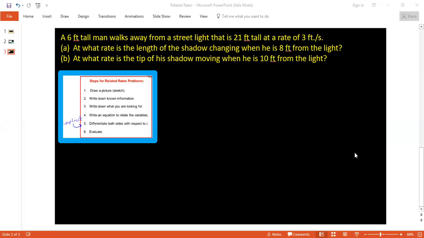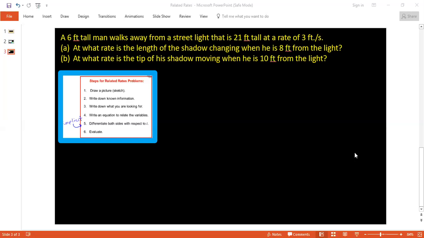All right, here's another related rate problem that you'll see, and it has to do with a shadow and some kind of pole. This also could come in the form of a ladder sliding away from a building. But in this case, a 6-foot tall man walks away from a street light that's 21 feet tall at a rate of 3 feet per second. They want to know at what rate the length of the shadow is changing when he is 8 feet from the light, and at what rate the tip of the shadow is moving when he is 10 feet from the light. So we're going to go ahead and follow the steps.